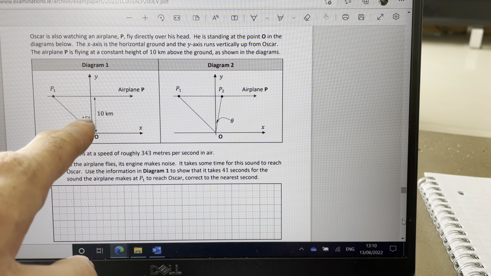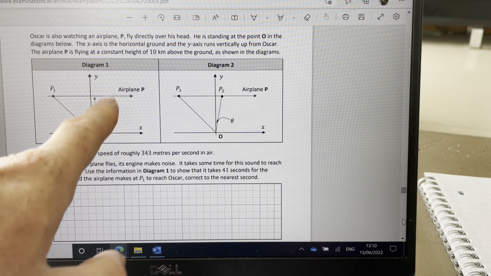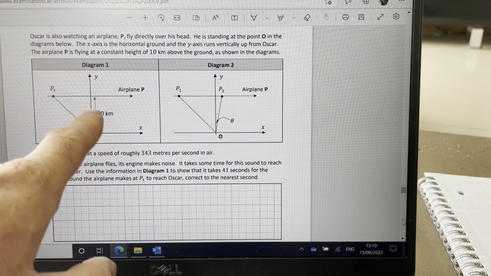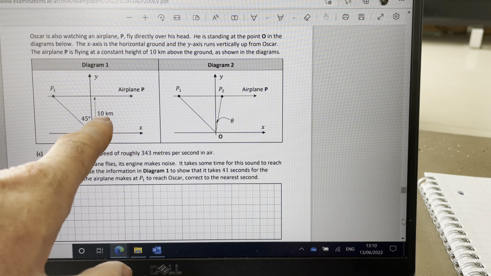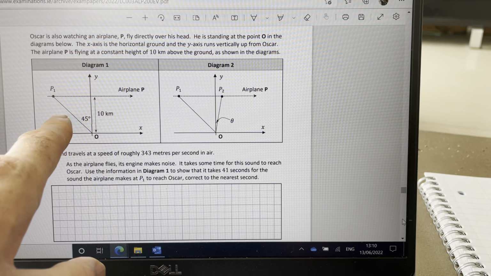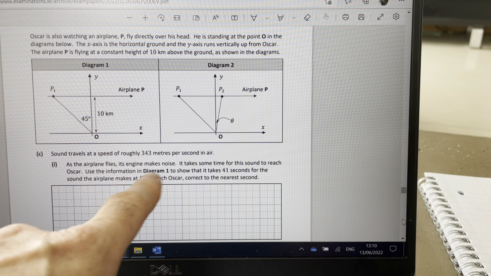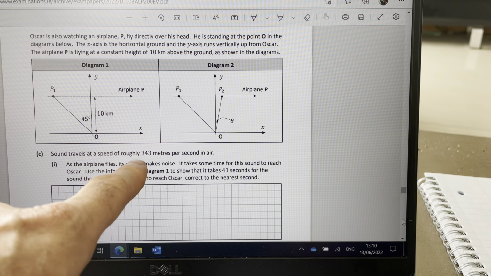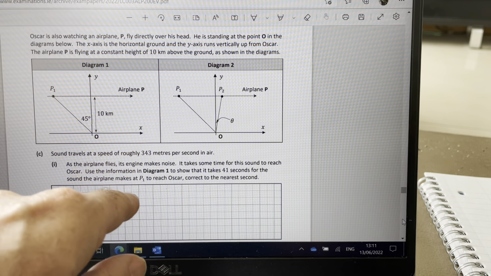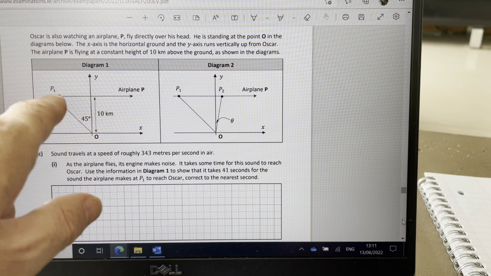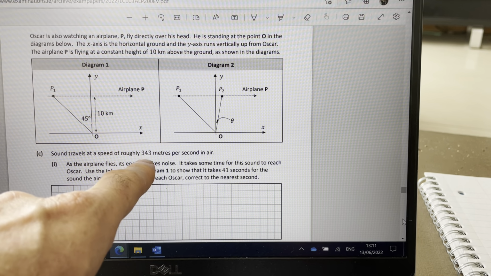That's 45 degrees, that's 90, so that's 45 as well. So it's a 45 triangle, so the sides are going to be equal. So it's going to be a 1, 1, root 2 triangle. So that's going to be 10, that's going to be 10, and that's going to be 10 root 2. So how long does it take? Well, speed is equal to distance over time, so time is equal to distance over speed. So it's that distance, which is 10 root 2, over the speed of sound, which is 343.